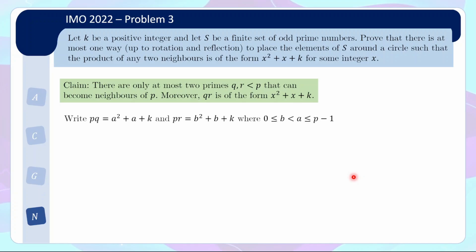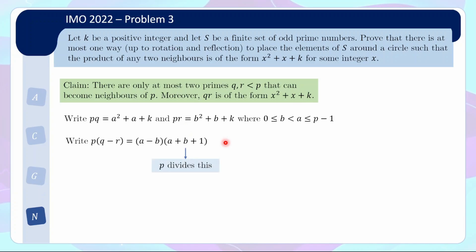And the other part is really algebraic calculation. So we write PQ as A squared plus A plus K and PR as B squared plus B plus K. So suppose there's Q and R that works, and then we assume without loss of generality that A is bigger than B. So 0 less than or equal to B less than A less than or equal to P minus 1. So by subtracting one from the other, you get P times (Q minus R) is (A minus B) times (A plus B plus 1).